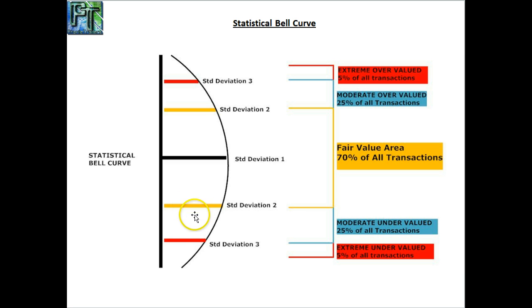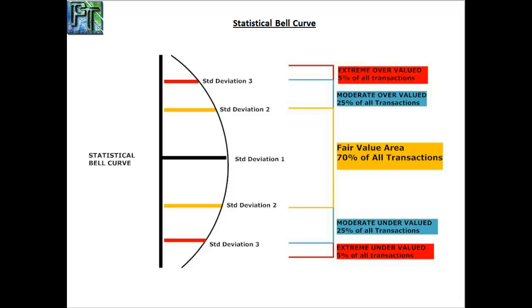Below the orange line, value area is moderately undervalued. This area will contain 25% of the transactions, and then below the red line you are dealing with extreme undervalued, which will contain 5% of the transactions. So what you're looking at is a simple understanding of what the statistical bell curve is all about and what kind of information it gives us.